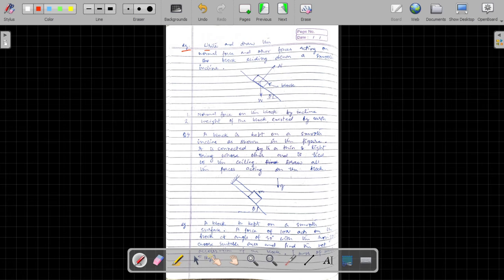You have to draw the normal force and other forces acting on a block sliding down a smooth incline. So there is a block which is kept on a smooth incline. Let us draw this line. This is the incline, and it is given to us as smooth, and we are supposed to draw the normal force and other forces.